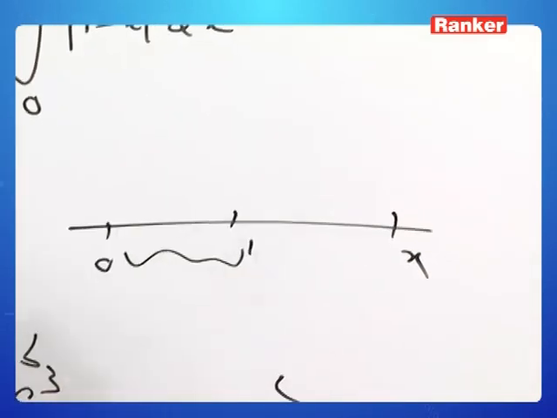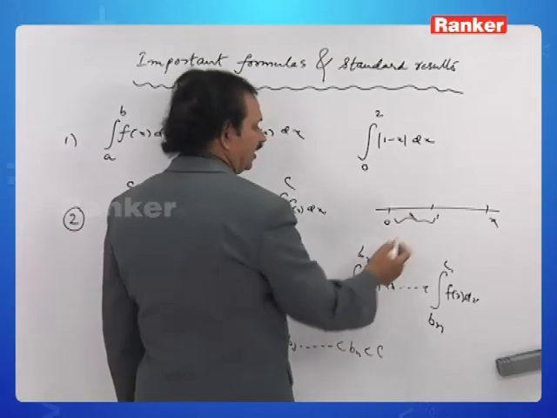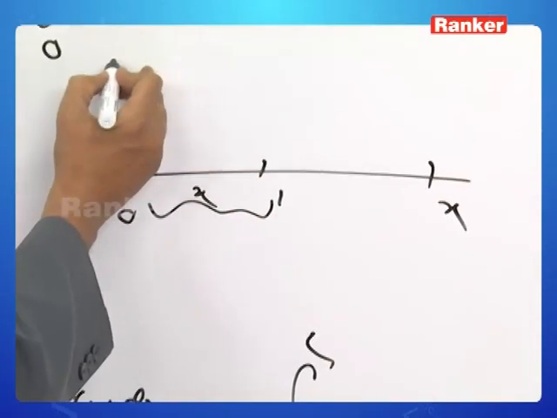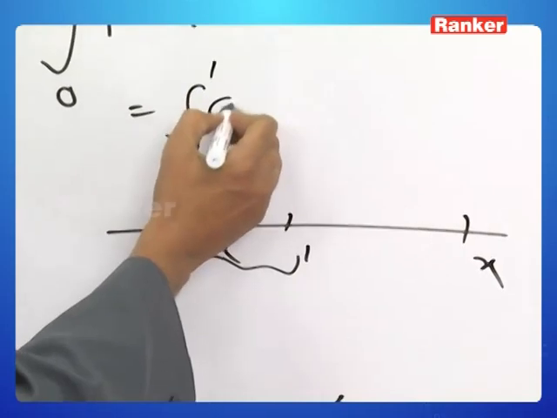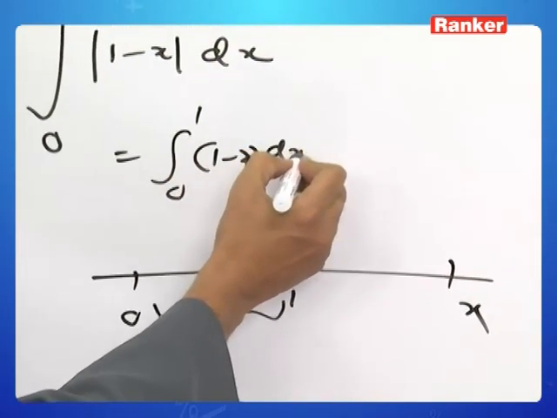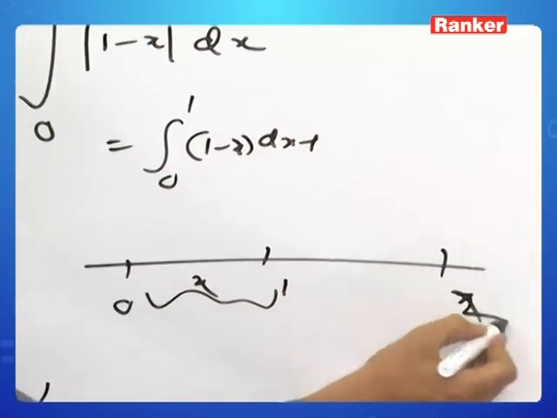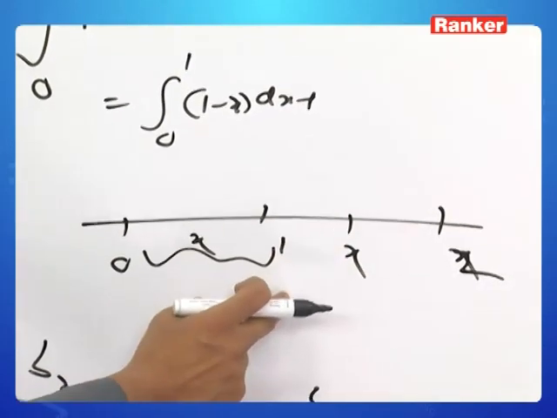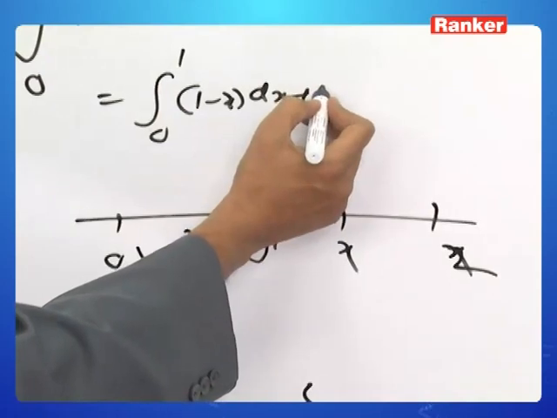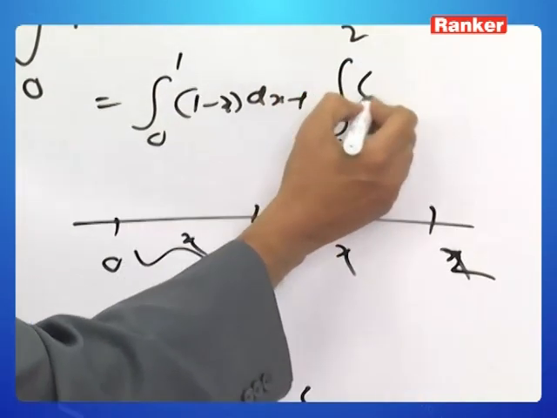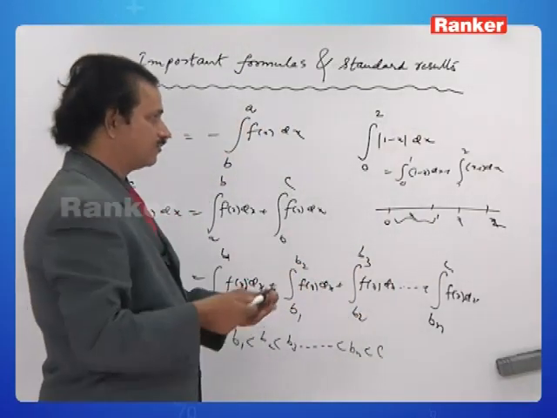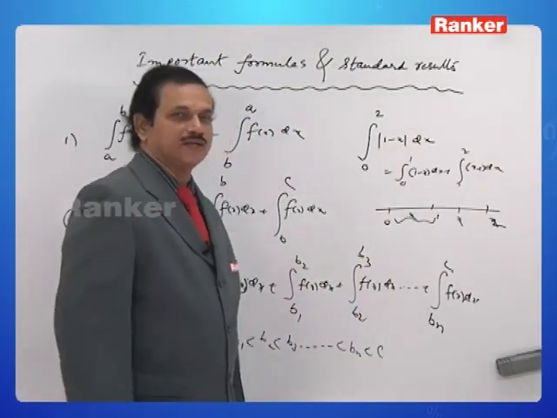Between 0 and 1, suppose x lies here, x is less than 1. So the distance between them is 1 minus x. So no problem, it is 0 to 1, 1 minus x dx. Plus between 1 and 2, if x lies here, x is greater than 1, distance between 1 and x can be taken as x minus 1, so it is integral 1 to 2 x minus 1 dx, isn't it?